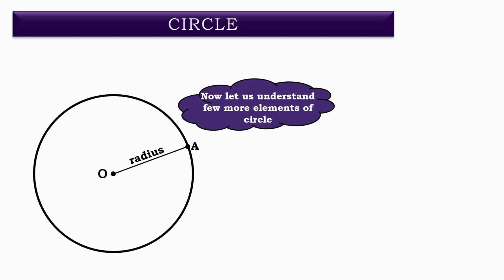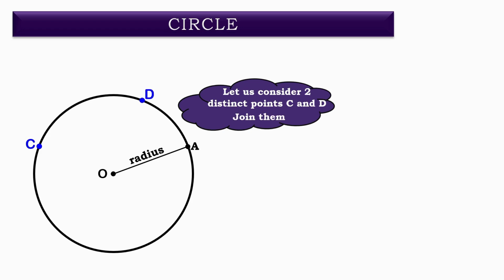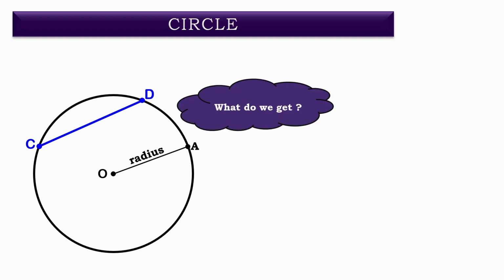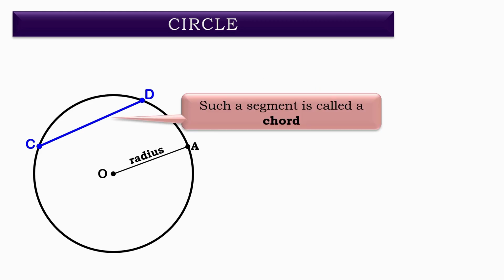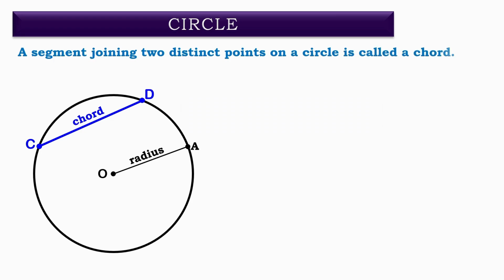Now let us understand a few more elements of circles. Let us consider two distinct points C and D. So we have considered two distinct points C and D on the circle. Now let us join them. So what do we get? We get a line segment, the CD line segment, right? Such a line segment is called a chord. So if we go with the definition, a segment joining two distinct points on a circle is called a chord.